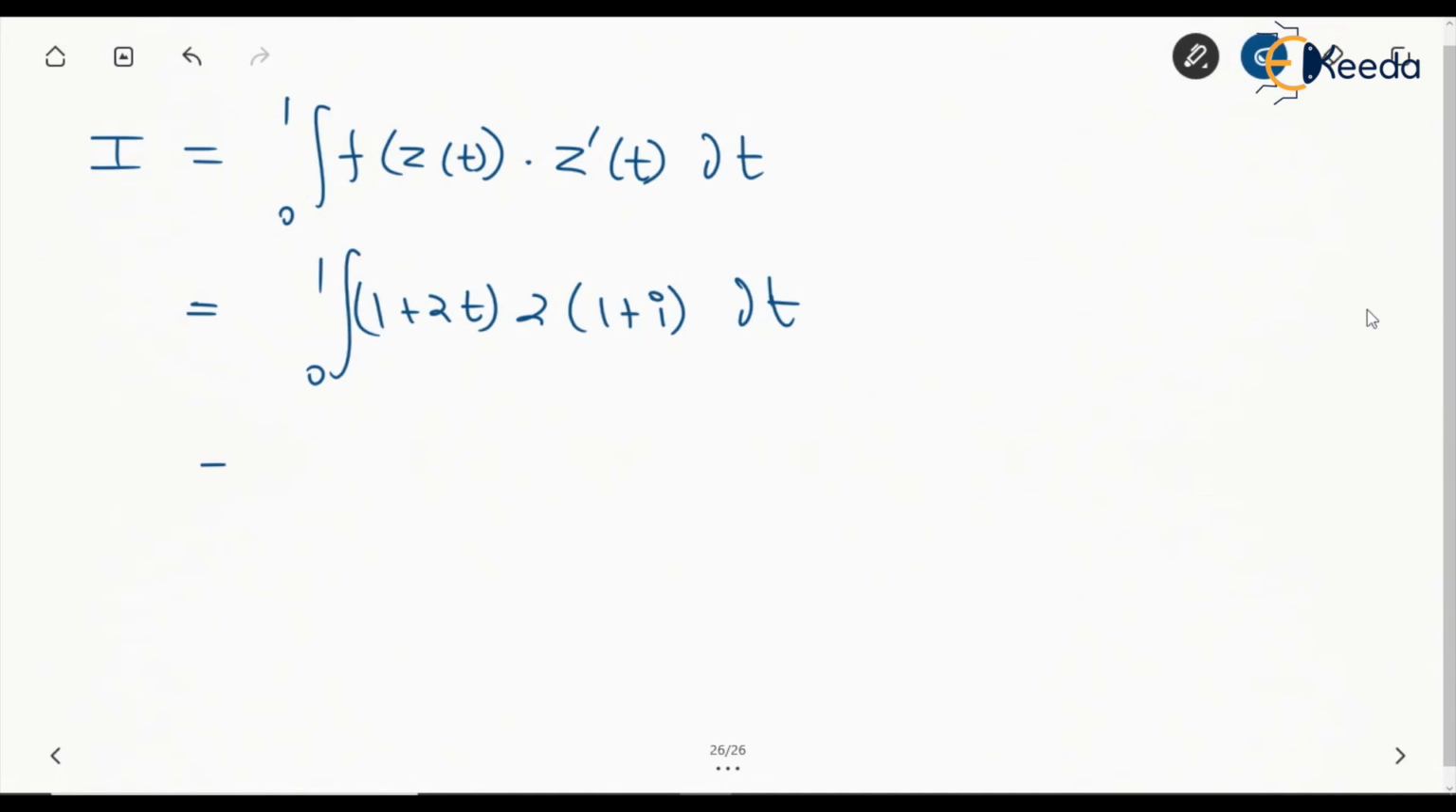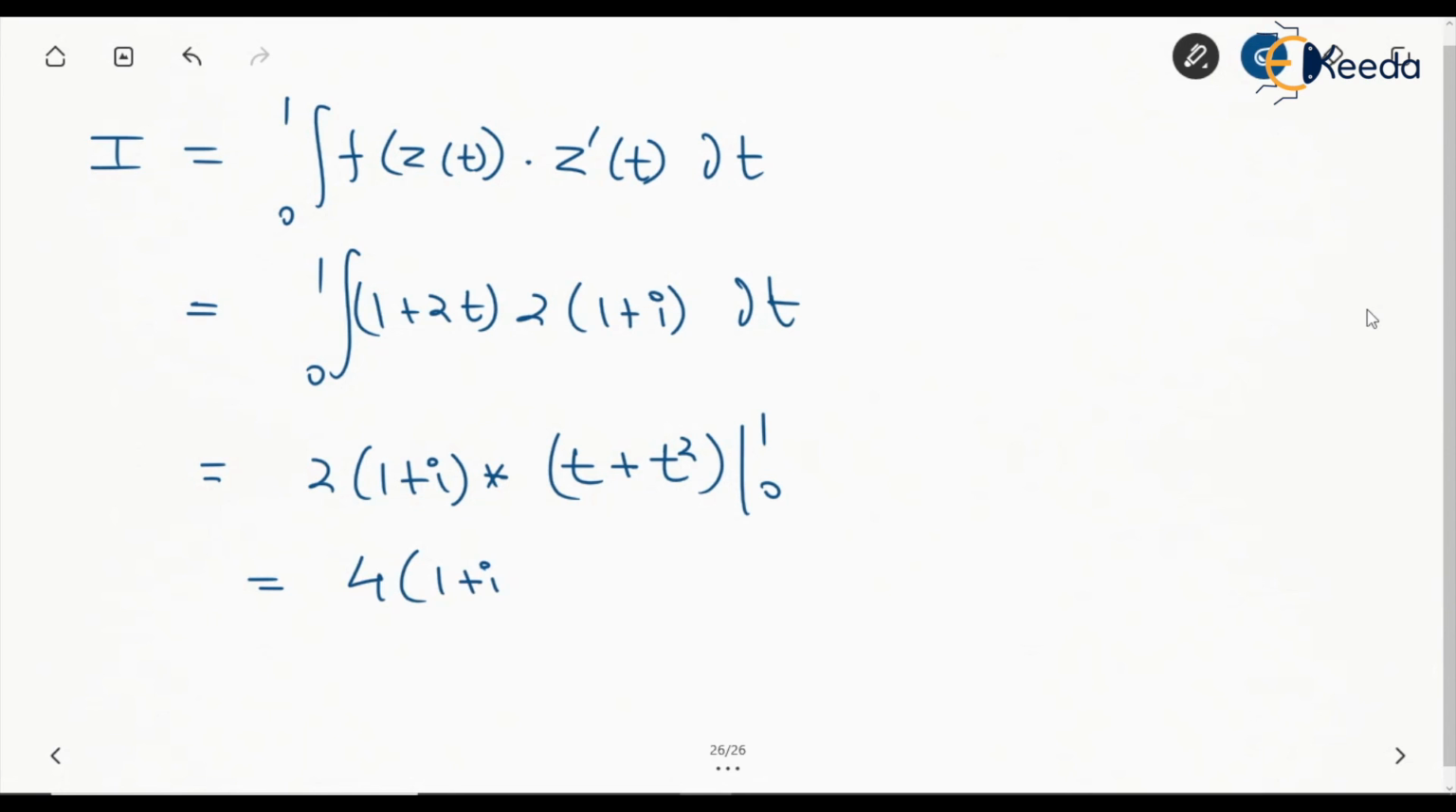So we can take this 2 times 1 plus i outside as a constant, and the integration of this 1 plus 2t will be t plus t square for the limits 0 to 1, which will become 2, putting 1 and 0. So this becomes 2 times 2, 4 times 1 plus i. This is going to be the complex integration for the path and the function given.